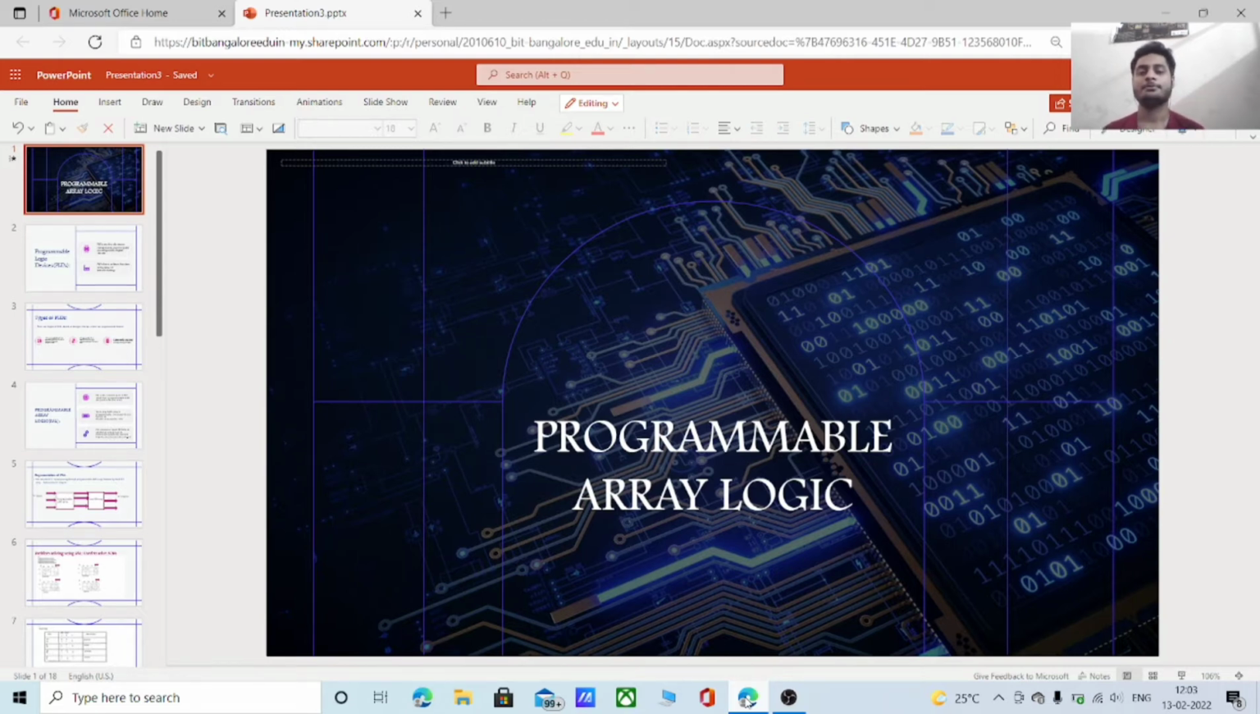In this video, we will discuss PAL, or Programmable Array Logic. PAL is the most commonly used programmable logic device. So, in this video, we will discuss what programmable logic devices are and their types, how to solve problems using programmable logic devices, and their advantages, limitations and applications.